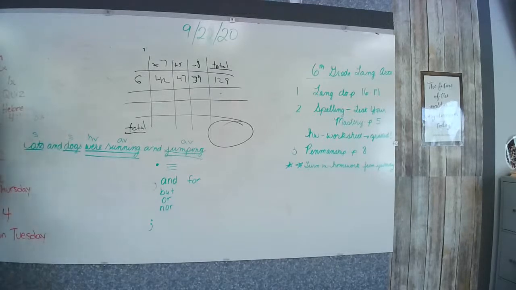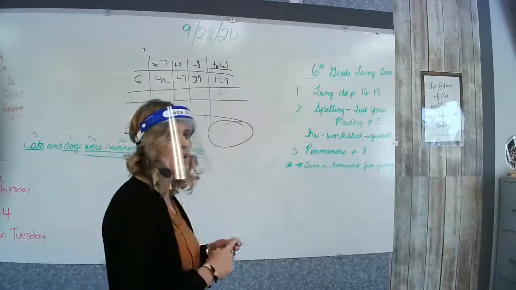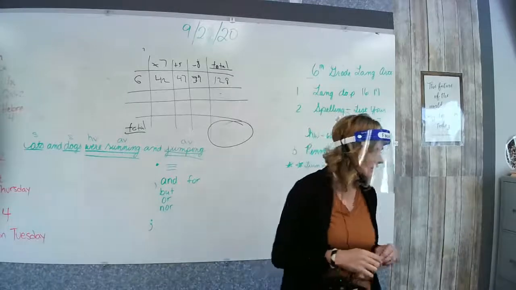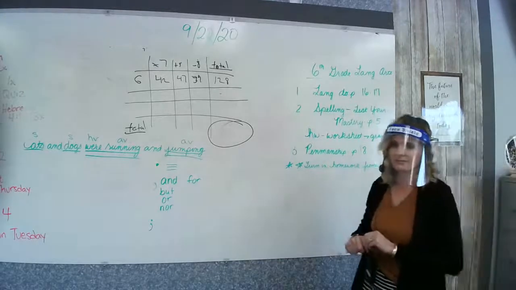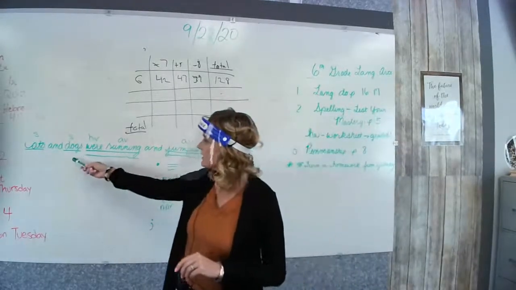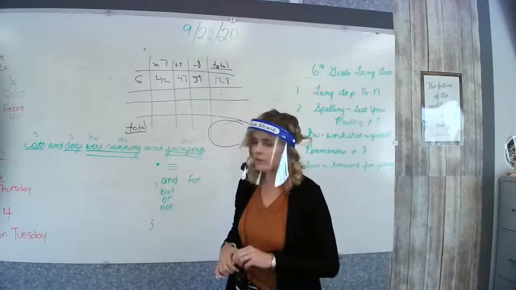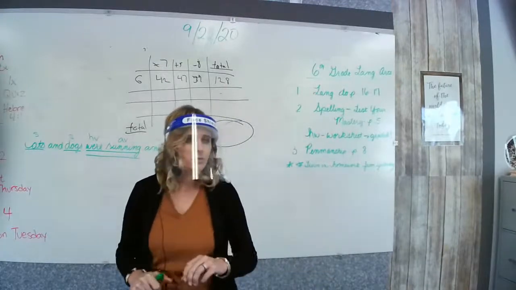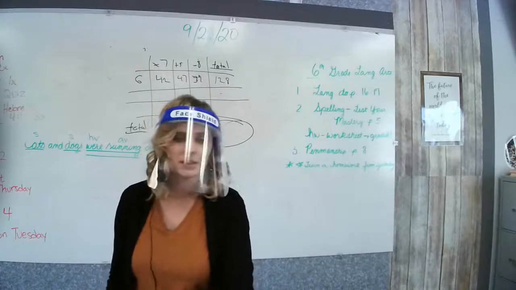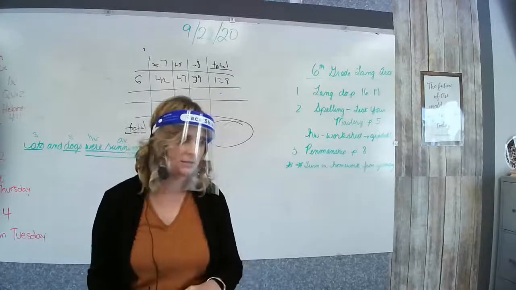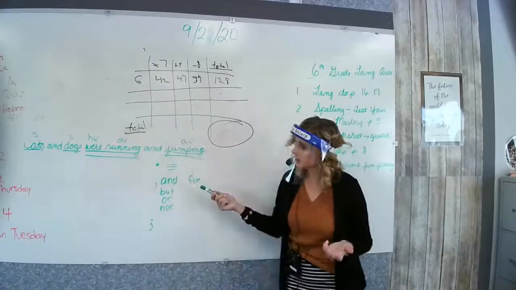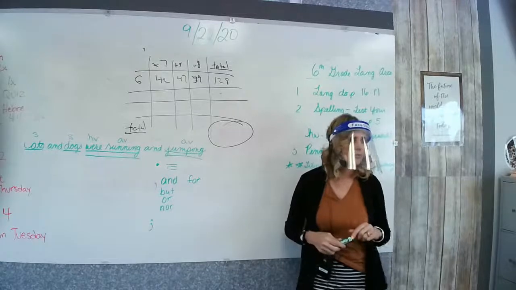We have two subjects, we have two verbs. Is this a simple sentence or a compound sentence? Shout it out if you know the answer. It is not a compound sentence. It is a simple sentence. We have two subjects and we have two verbs, but we do not have two sentences here. Remember that a compound sentence is a sentence that has two separate sentences. Do we have two separate sentences here? No. We still only have one sentence.